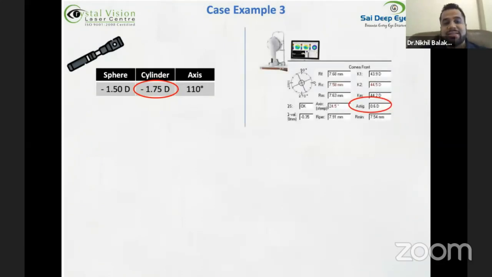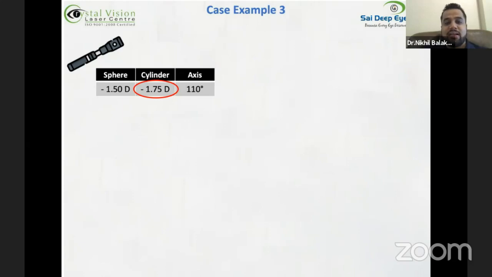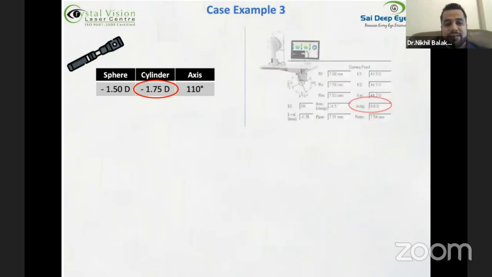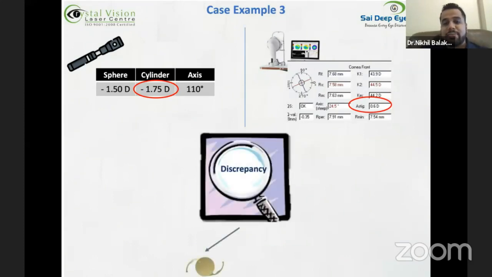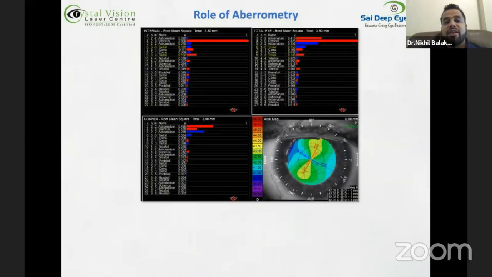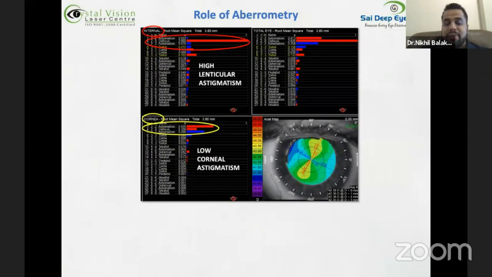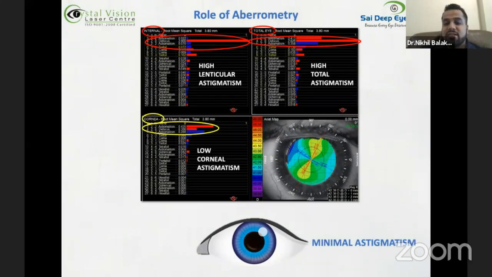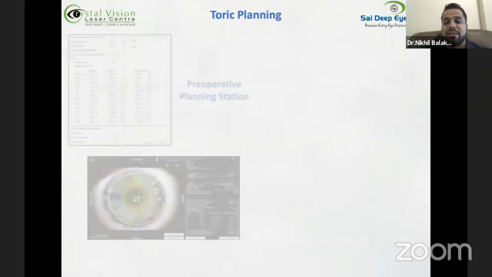So again, coming to a third case example, here the patient has a cylinder acceptance of 1.75 diopters, but a very low corneal astigmatism. Again, a discrepancy arises. Again, we don't know whether we should go ahead with a toric or a monofocal IOL. Here, aberrometry shows us that the patient has low corneal astigmatism, but a high amount of lenticular astigmatism, due to which the patient has a high total astigmatism. After cataract surgery, this patient can be very well treated with just a monofocal, non-toric IOL because the patient's corneal astigmatism is low.